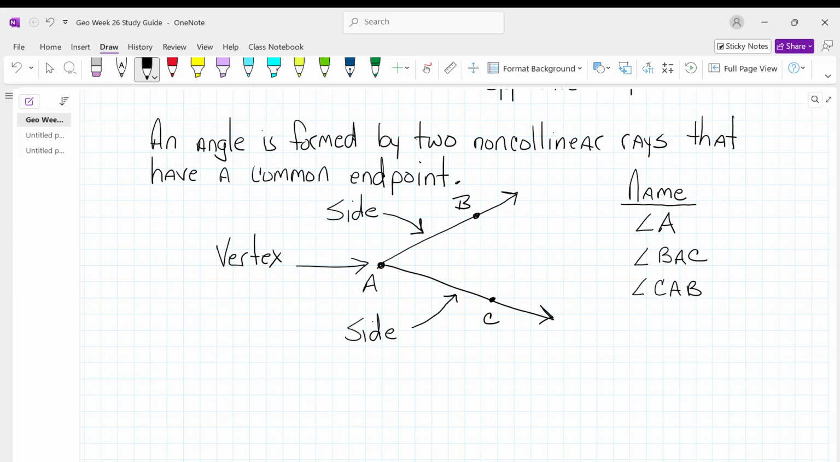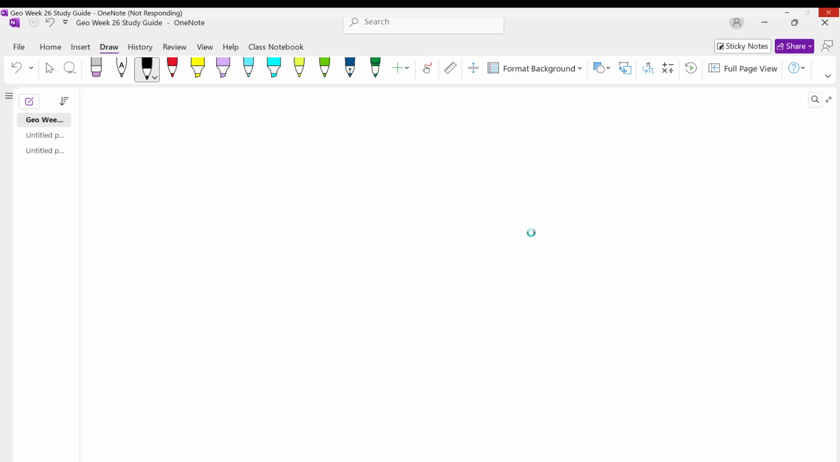Now, this portion of the angle in here, and now I have to wait on my computer, is called the interior of the angle. And there's a drawing down on the bottom of page 36 where the darker blue is the interior of the angle.